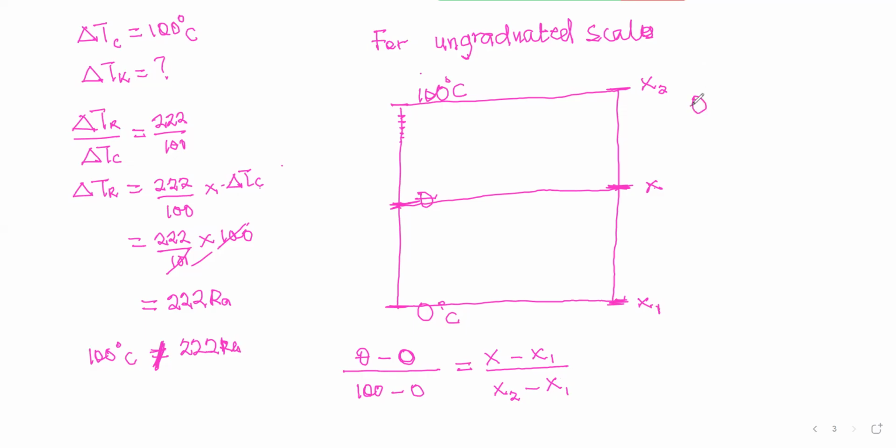So theta in this case would be equal to x minus x1 over x2 minus x1, times 100 degrees Celsius. That is comparing this ungraduated thermometer to the Celsius scale.